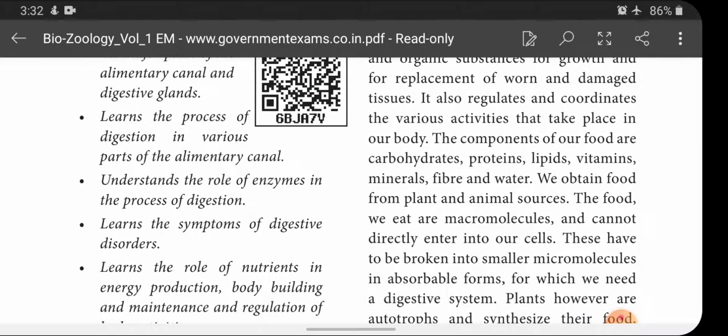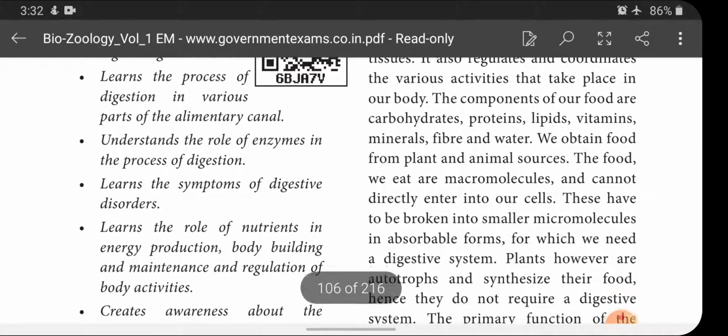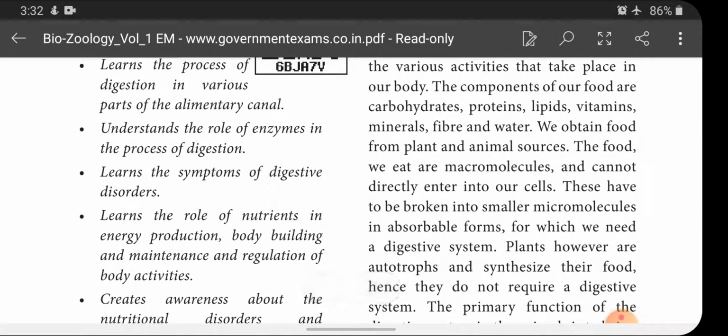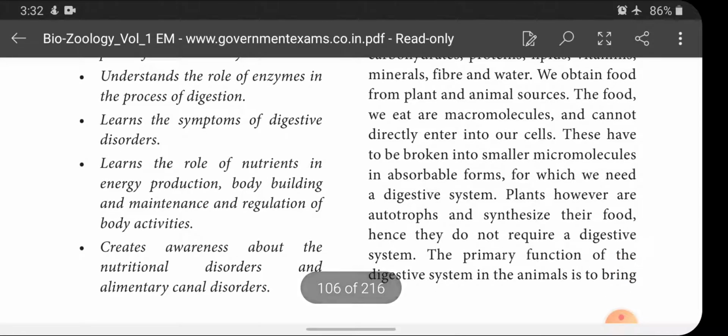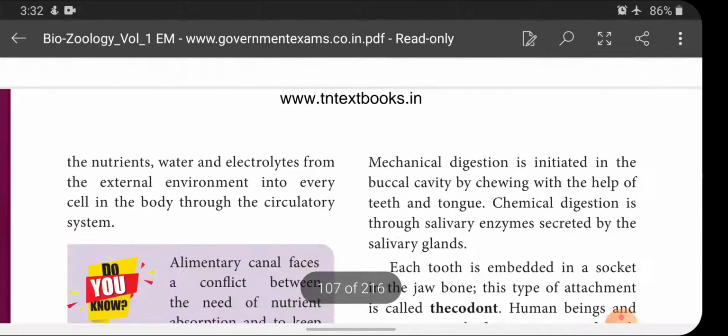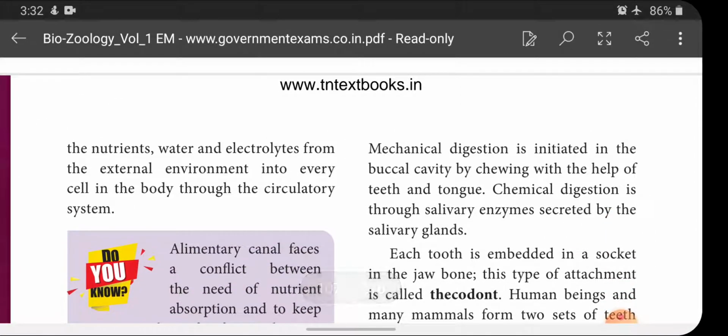The food we eat consists of macromolecules and cannot directly enter into our cells. These have to be broken into smaller micromolecules in absorbable forms, for which we need a digestive system. Plants, however, are autotrophs and synthesize their food. Hence, they do not require a digestive system. The primary function of the digestive system in animals is to bring the nutrients, water and electrolytes from the external environment into every cell in the body through the circulatory system.